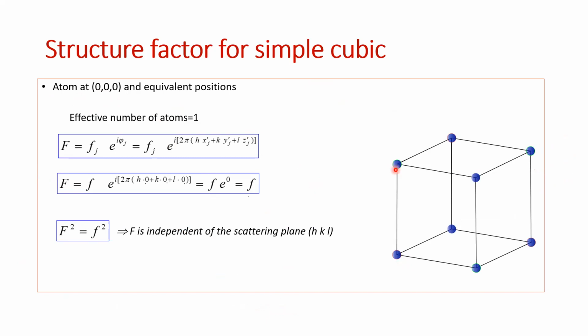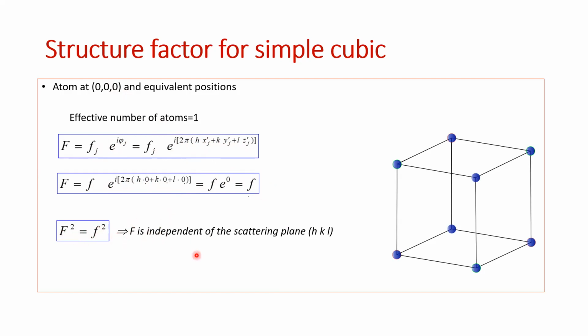So, we know that the effective number of atoms in simple cubic would be 1. So for the structure factor, we have one atom, so there is no summation here. So F equals f into e to the power iota phi j, and we have Miller indices h, k, and l. Now we have the coordinates x'j, y'j, and z'j to be 0. So the structure factor would be like this: f into e to the power 0, that is equal to f. So F square is equal to f square.